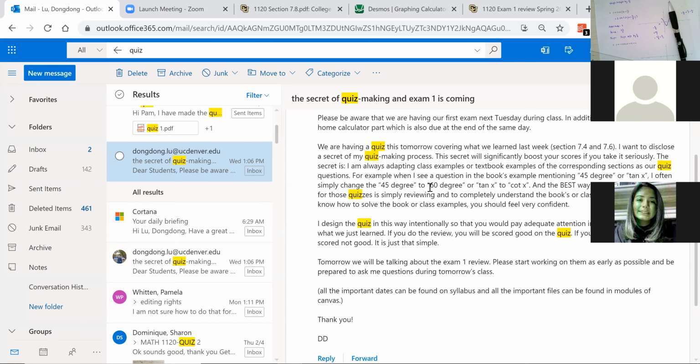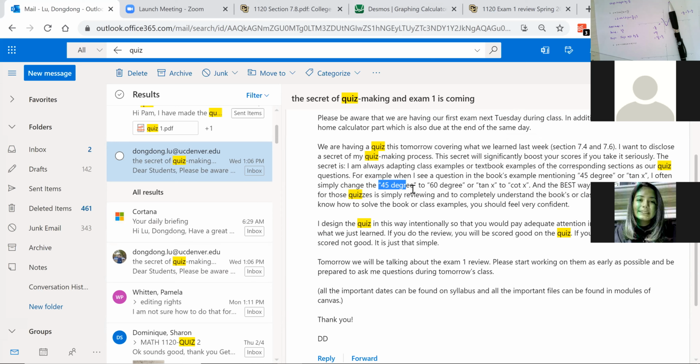The secret is that I'm adapting the class examples or textbook examples to make them the quiz questions. The exam questions are also very similar, but the exam is not made by me. As I look at the exam, I think they are very similar, but a little bit more difficult. They go beyond the quiz level. Quiz is supposed to be easy. Exam is a little bit harder, but they are the same type of questions you can find in the textbook and what we did in class.